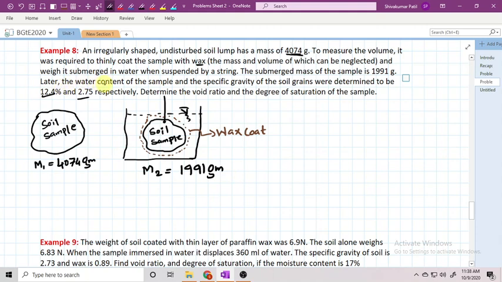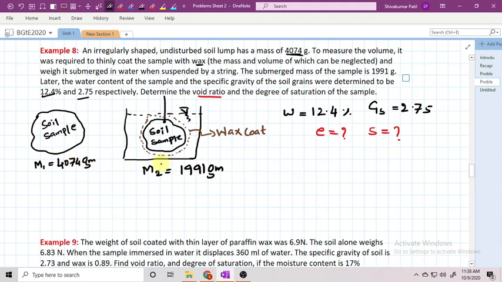Later, the water content and specific gravity were determined. The water content they found is 12.4% for this soil sample, and the specific gravity of the soil sample is 2.75. What they are asking is the void ratio and degree of saturation. These things they are asking. Let me start.